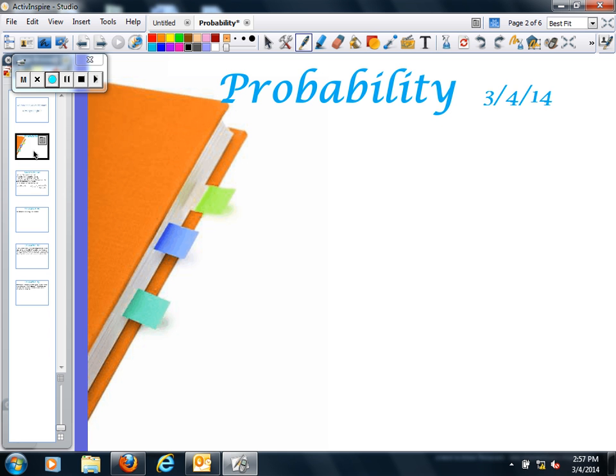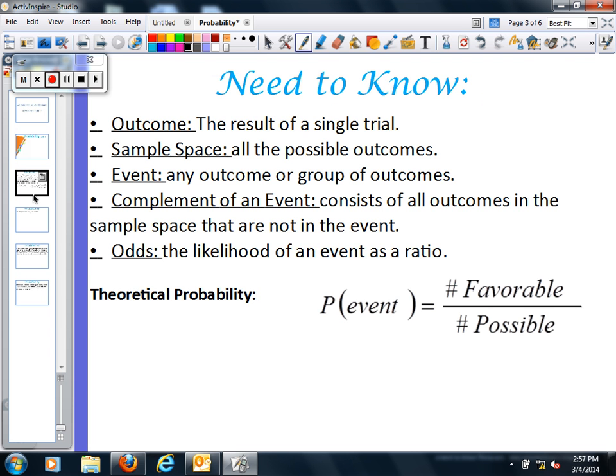Alright guys, so today we're doing probability. We looked at permutations and combinations, and now we're going to actually be looking at probability. So we're going to have a little bit of fun with this eventually if we want. Some things you need to know. First thing you need to know is some definitions.